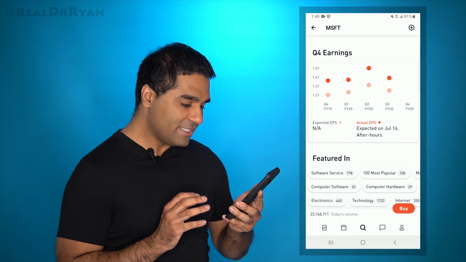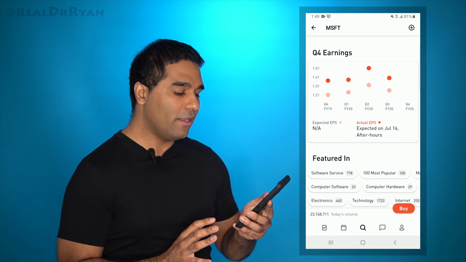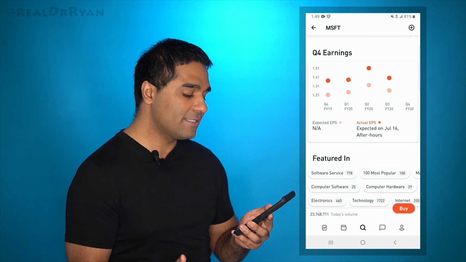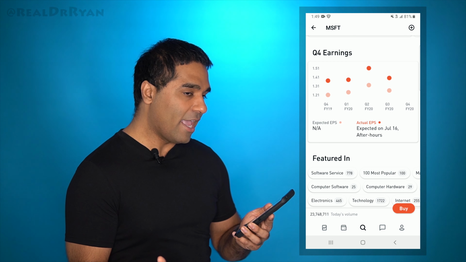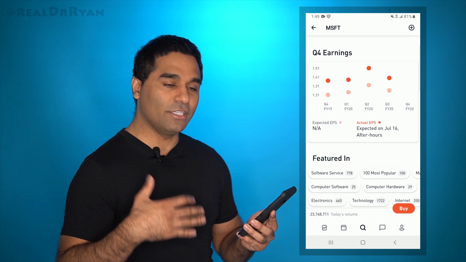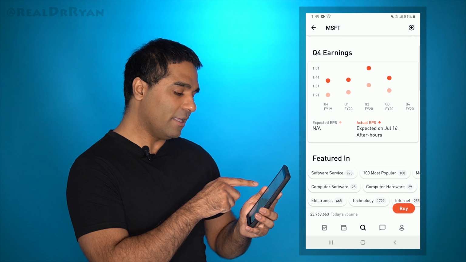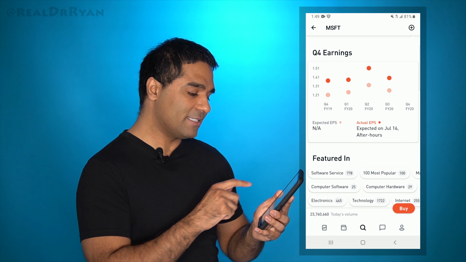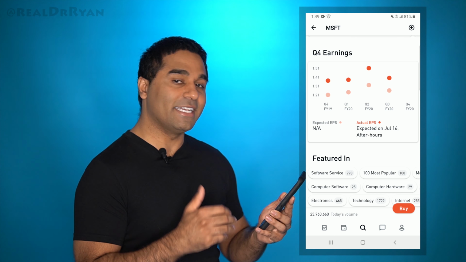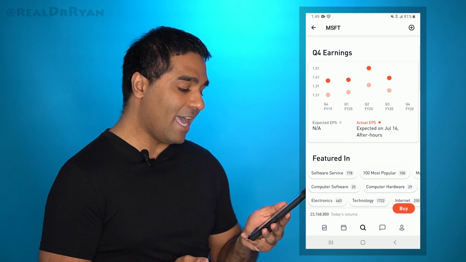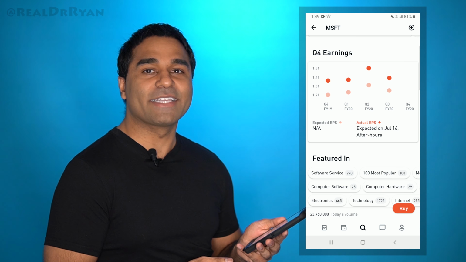And what this chart basically tells you is what we thought the stock was going to earn, which was the expected EPS per share, and what the stock actually earned per share. And it's really nice here because we actually expected the stock to earn less than it actually did in every single quarter so far. That means that this stock exceeded expectations.